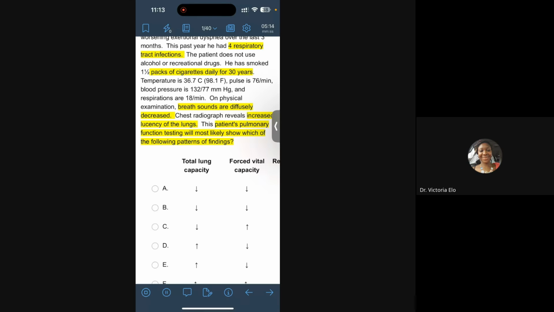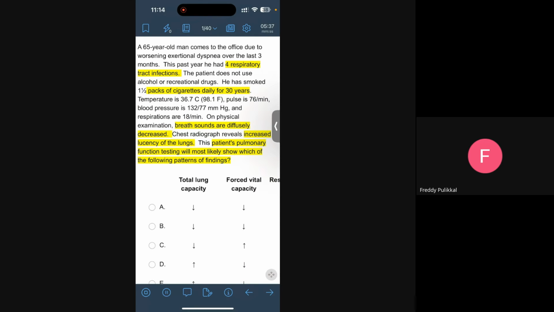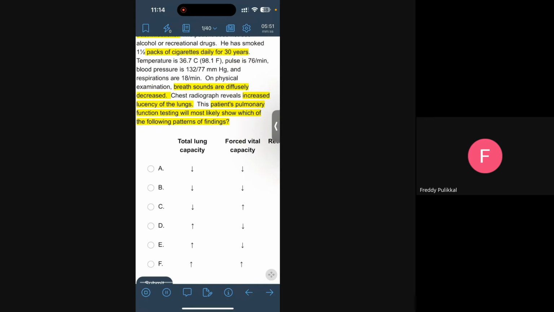And hyperlucency is common in what type of disease? It is common in COPD. You will see hyperlucency, barrel chest, hyperinflation, narrow mediastinum. All of these findings you are going to see in COPD. It is a 65-year-old man with worsening dyspnea, 4 respiratory tract infections, and a risk factor of smoking cigarettes. His physical examination signs are much more consistent with COPD. Now let's see which of the following things happens in COPD.